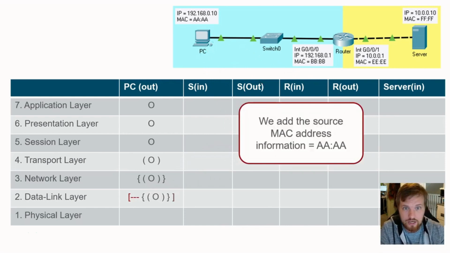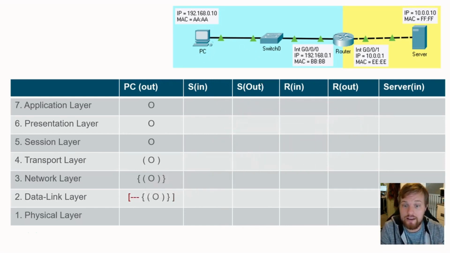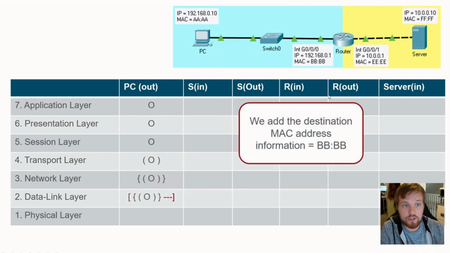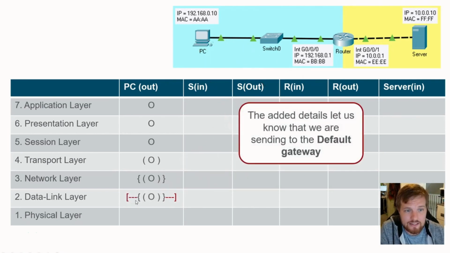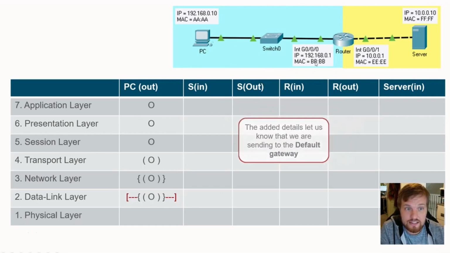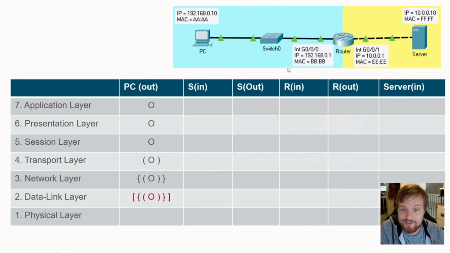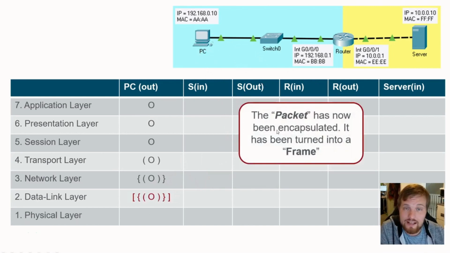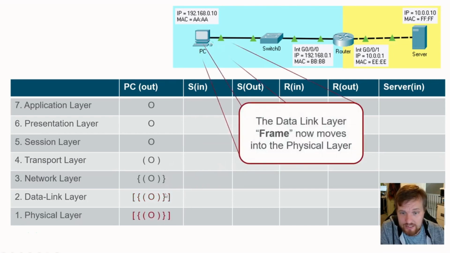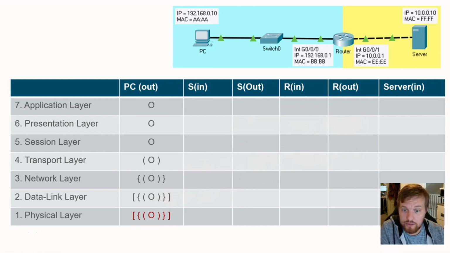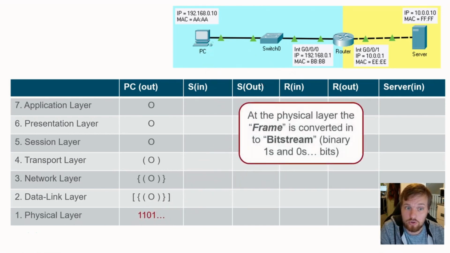We add the source MAC address of AA, and now we're going to add the destination MAC address, and we're going to use BB, our router's local address. Okay, so there we go. We've added the details. It now knows that we're sending the data to the default gateway. So that's how it knows how to get to the router. The packet has now been encapsulated and turned into a frame. The frame now moves into the physical layer, where it will be converted from its frame into binary bits, or bit stream, as we often call it. So that's your ones and zeros.